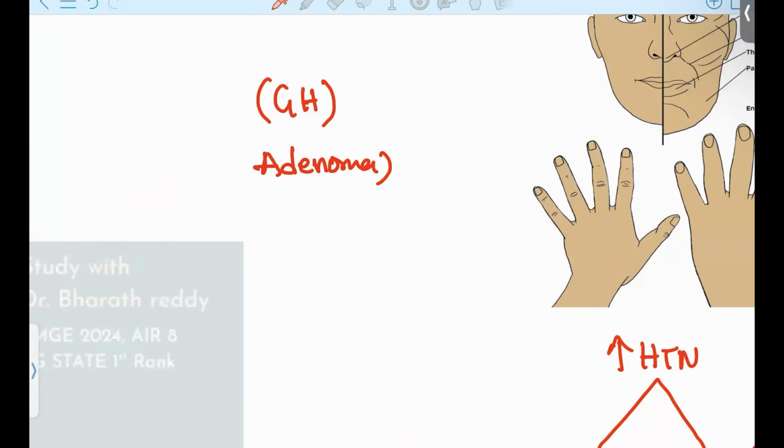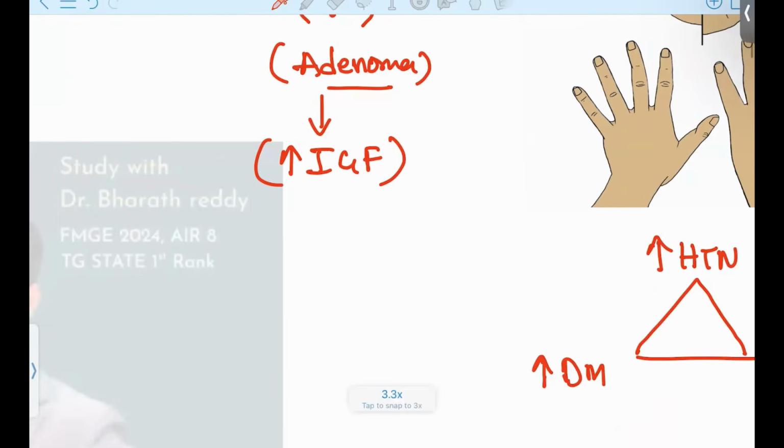pituitary gland in the growth hormone, which will be leading to increased insulin-like growth factor. So this insulin-like growth factor will cause increased insulin resistance in the body, which will be leading to decreased chances of glucose production, decreased chances of insulin production, right?